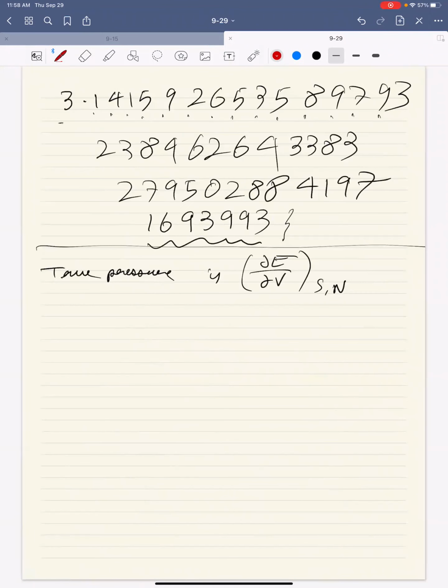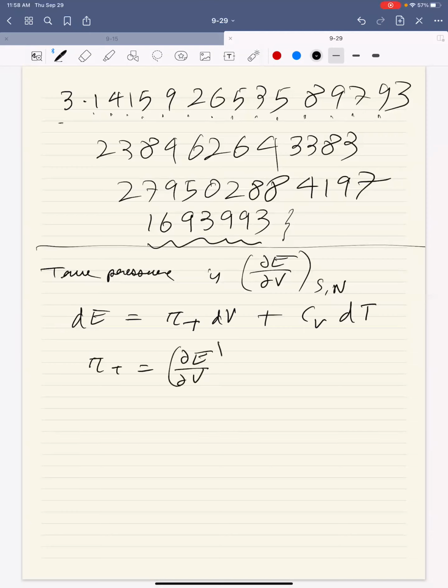But let me come back here. The message being that heat capacity is important. People have been measuring it for a very, very long time. So what did I write there? I wrote down dE is equal to pi t dV plus CV dT. Okay, so now let's think about pi t. Pi t is partial E by partial V at constant T.